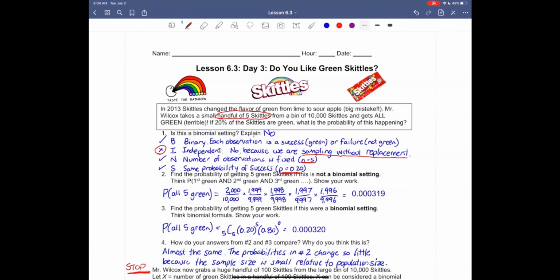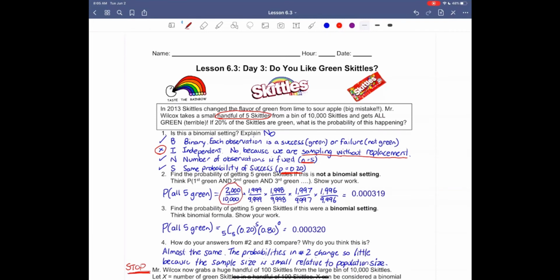So out of number 1, we get the idea that this is, technically not in fact, a binomial setting. So number 2, we want to find the probability of getting the 5 green Skittles, given that this is not a binomial setting, which means we have to go back to what we know about probability. And that is the probability of these 5 events happening can be found by just multiplying the probability of each event.